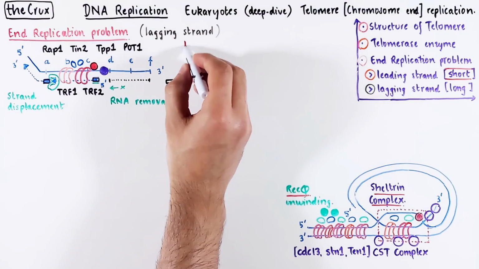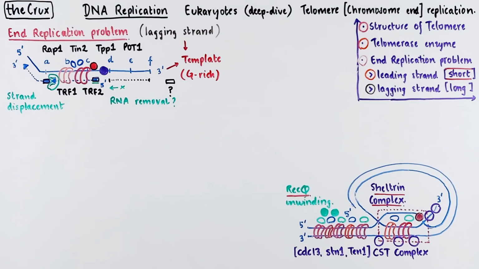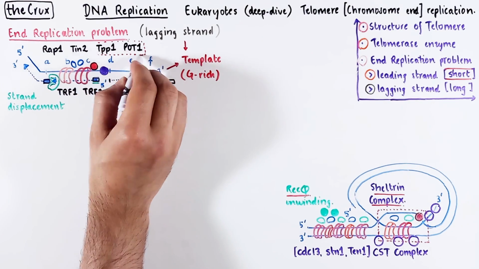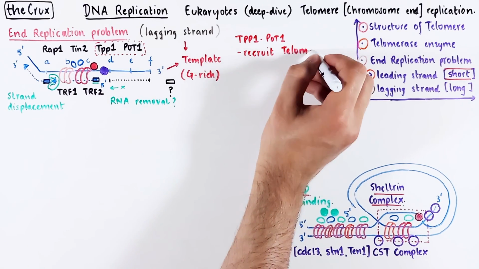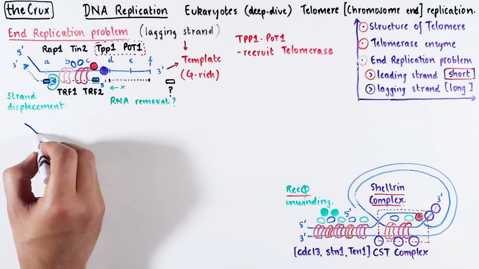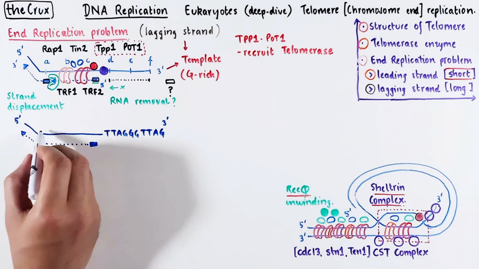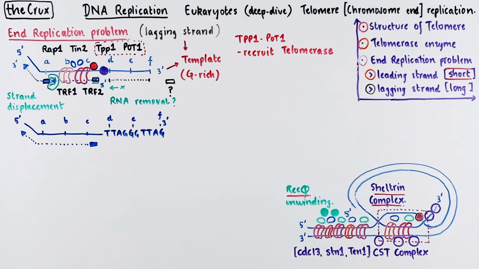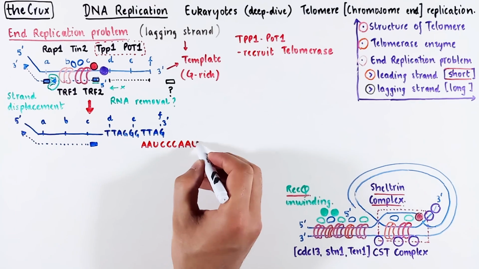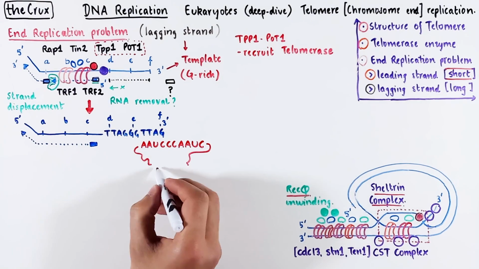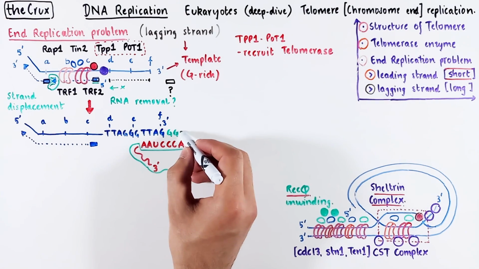In contrast to the leading strand, our attention now shifts to the G-rich template strand. The solution to our problems begins with TPP1 and POT1 proteins, which recruit the telomerase enzyme near the telomeres on the lagging strand. Let's redraw the telomere with the DNA sequence of the telomeric repeat to illustrate this process much more clearly. The telomerase enzyme utilizes the RNA component to bind to the edge of the G-rich strand.